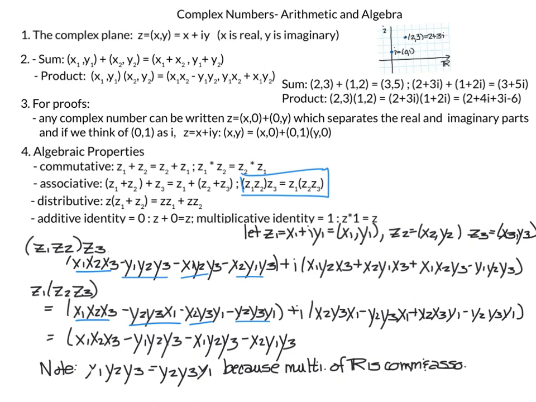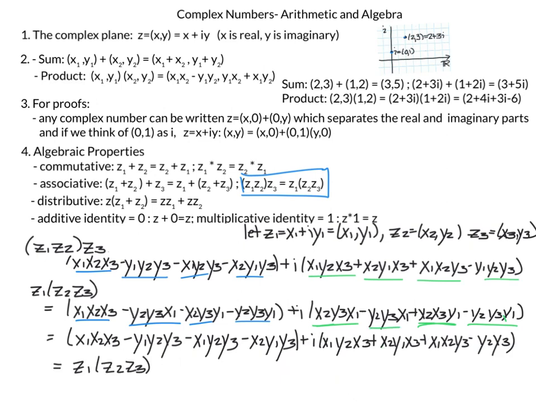Similarly, if we go through on the imaginary part, we have x1 y2 x3. Where is that? x2 y2 x3. No, that wasn't the right one. It matches with this one. This is an x1 y2 y3. Then we have x2 y1 x3. That's here. We have x1 x2 y3, x2 x1 y3, and then last y1 y2 y3. So they match up and they are equal.